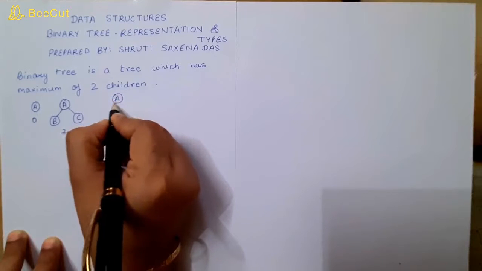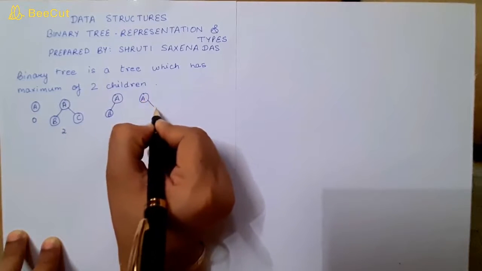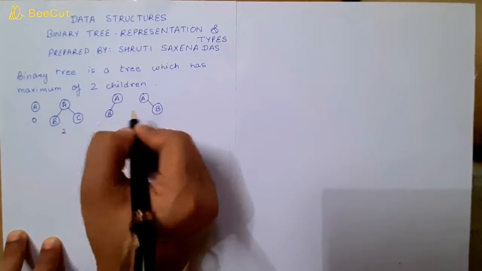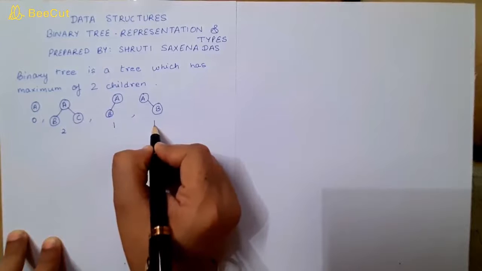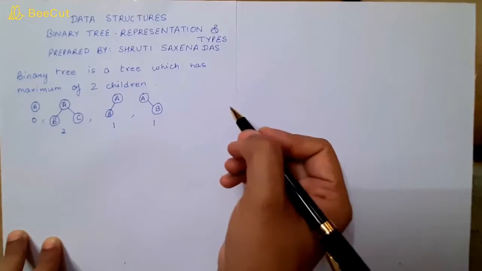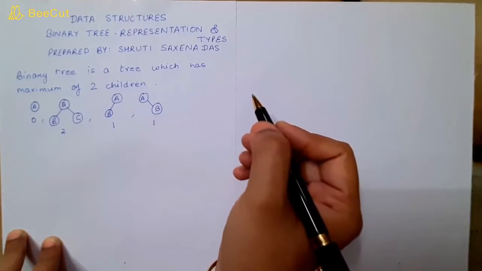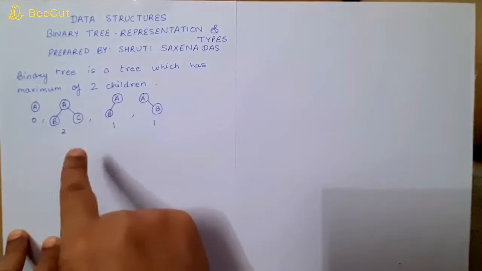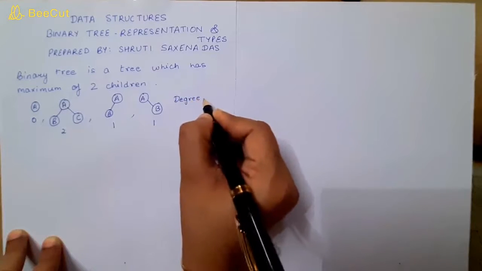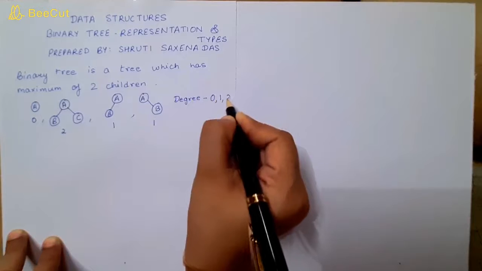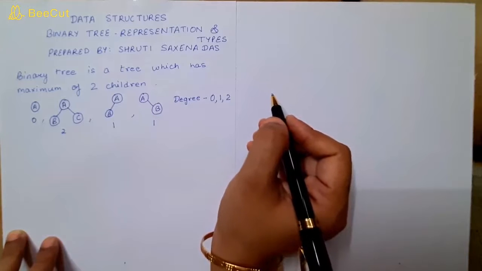And if there is a node which has only one child, either like this, or B as a right child, then in both of these trees the number of children is 1. So all these 4 cases come under binary tree. A binary tree is a tree in which any node can have degree either 0, 1 or 2. Degree means how many children there are for a particular node. So degree will be only 0, 1 or 2 for any node in a binary tree.